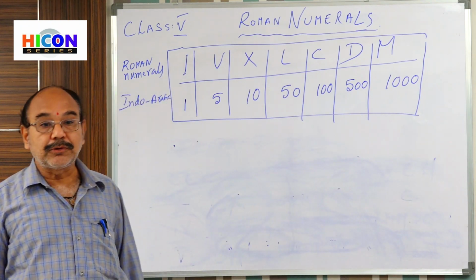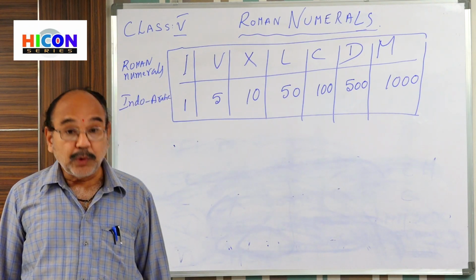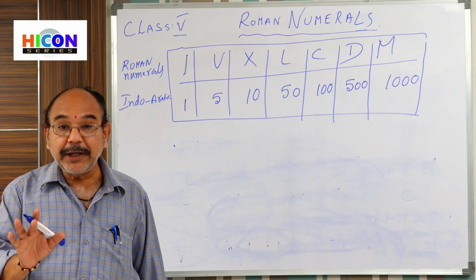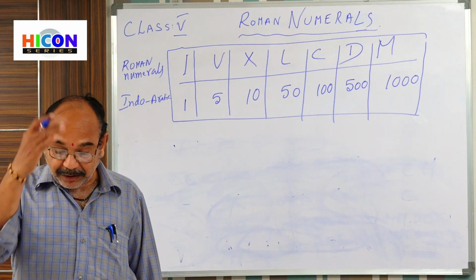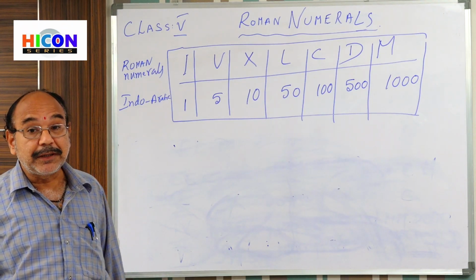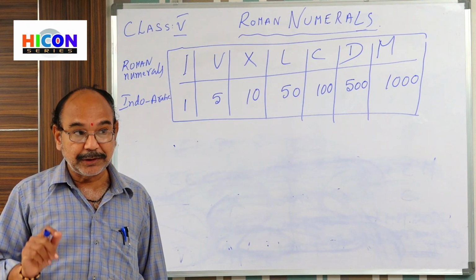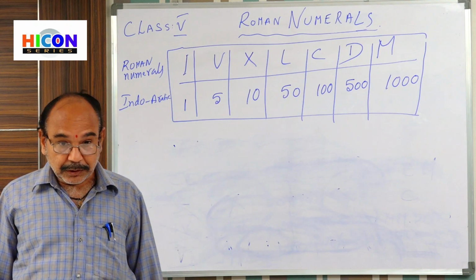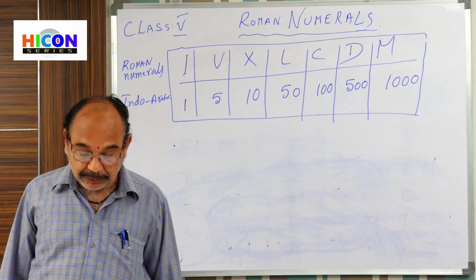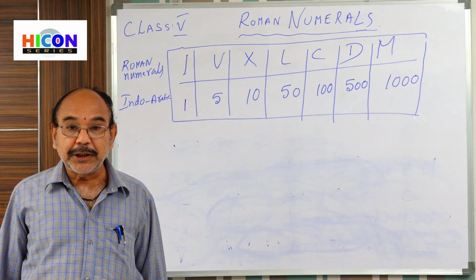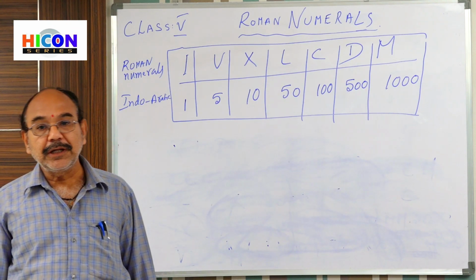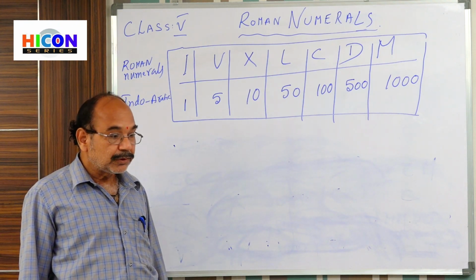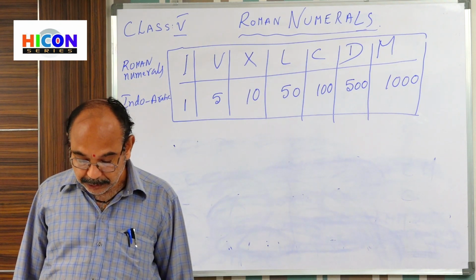Now we are going to the next rule. What is the next rule? Rule number 4. When the smaller symbol is placed on the left of the bigger symbol, particularly keep in mind this point, left of the bigger symbol, then we subtract. This is rule number 4. Once more I can say, when the smaller number is placed to the left of the bigger symbol, then we subtract.